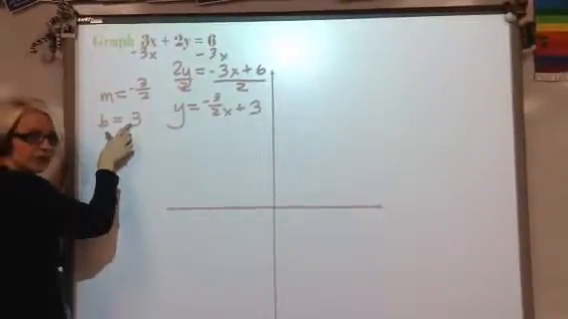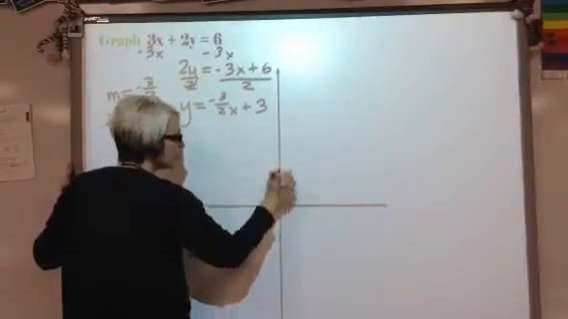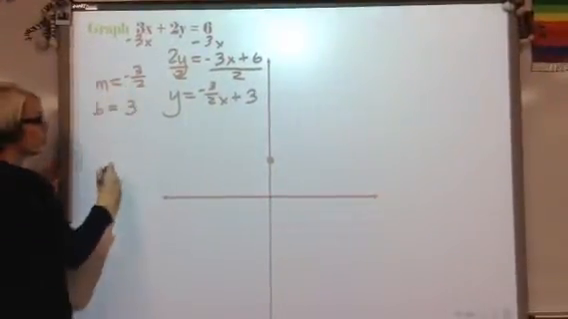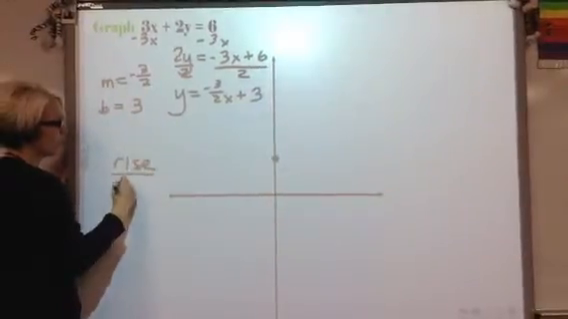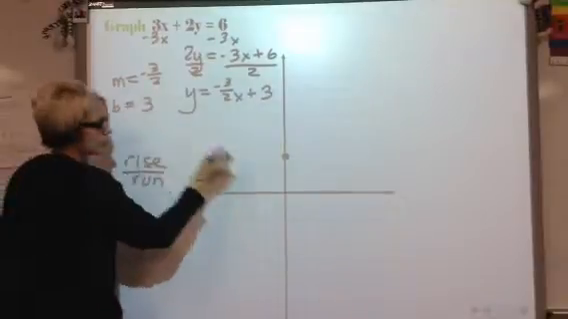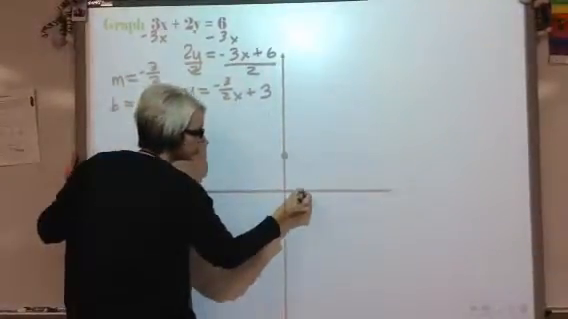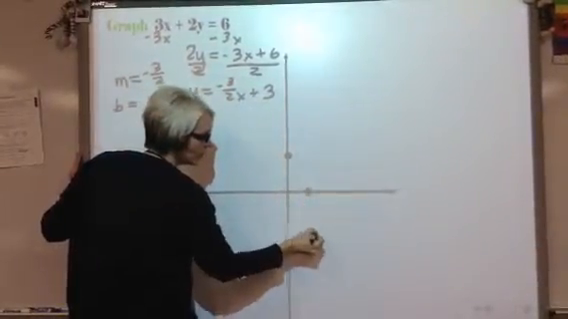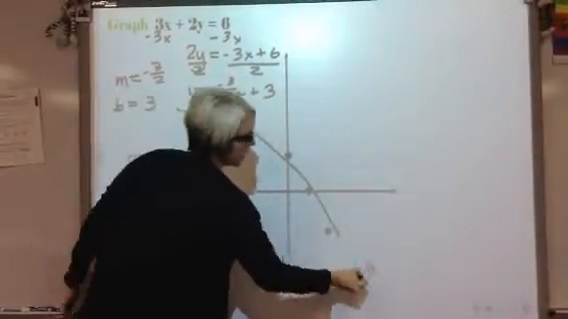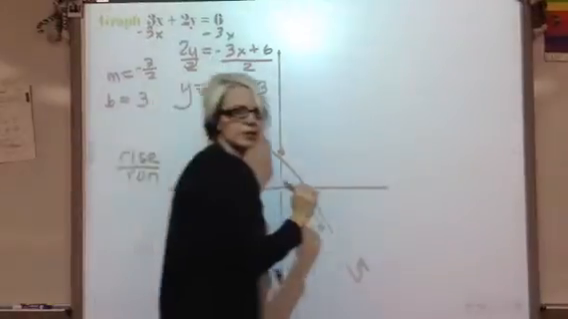Find the y-intercept first. 1, 2, 3. Now we do the slope. Remember what slope is? Rise over run. So what we're going to do is fall 3, run 2. Fall 3, run 2. And then you would connect these with your ruler and go from there. Why don't you try the example in your notes?